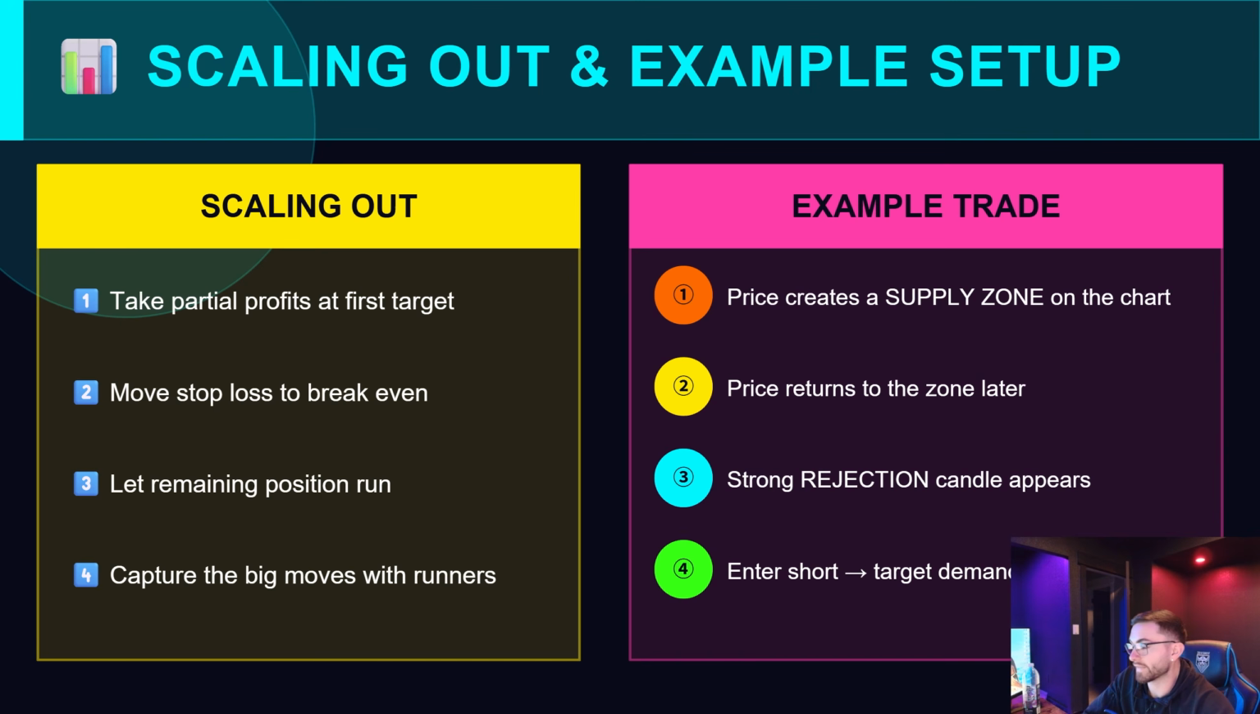And as far as scaling out, another thing I do is scale out of my trades. Instead of closing the entire position at once, I take profits in stages. And this is where I see a lot of traders mess up. It hits their first price target and then they fully exit the position. That is the last thing that we want to do, right? Because there's absolutely more potential for the trade to move in our favor.